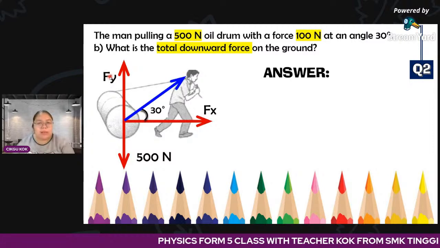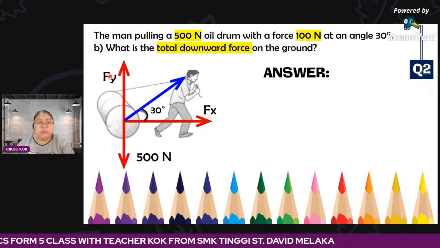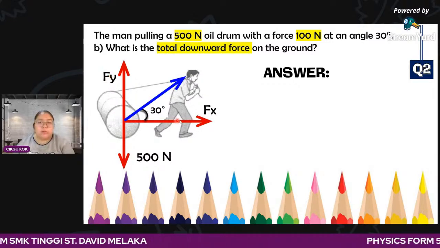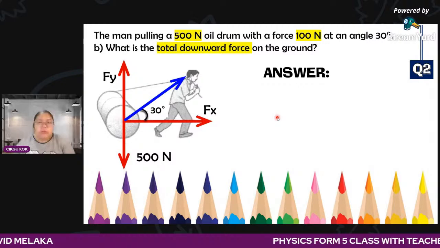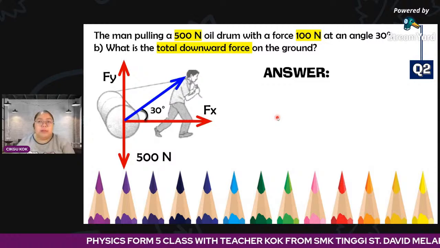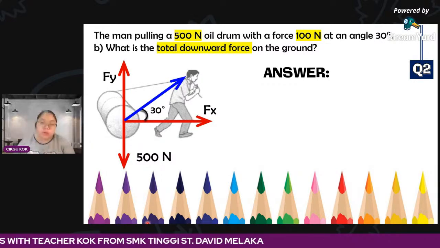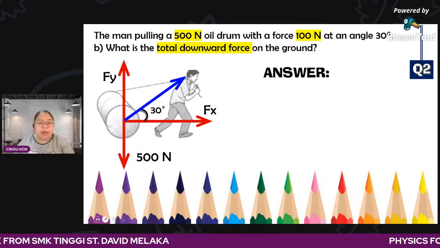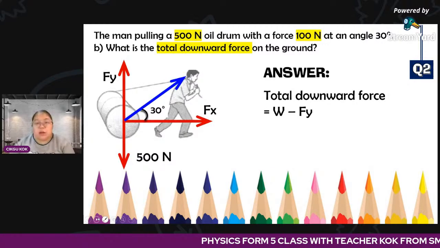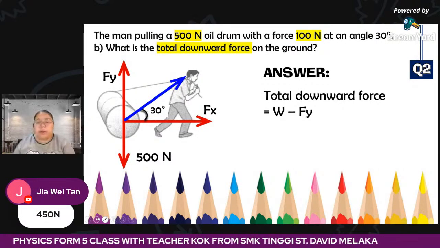So from here, give me the answer. What is the total downward force? Okay, total downward force. Anybody can answer? Total downward force. Okay, Jessica says 450 Newton. Yes, correct. We just minus. So finally, we are still acting downwards. So from here, total downward force is W minus Fy. Charan is also correct. Lim Jiawei is also correct.